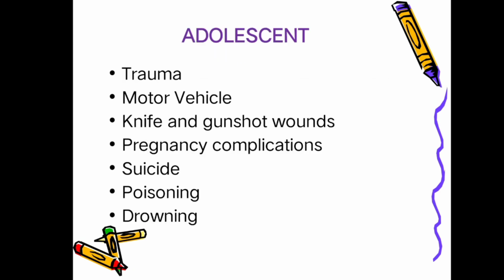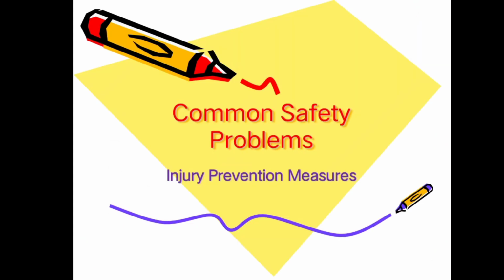Next, in the adolescent age group, we have trauma, again motor vehicle accidents, knife and gunshot wounds, pregnancy complications, and in the case of teenagers, suicide, again poisoning, and child abuse.